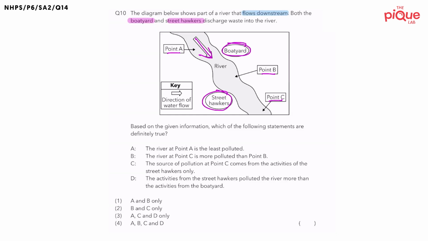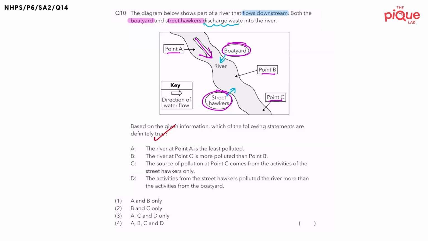And the question tells you that they both discharge waste into the river, which means that they will throw all their trash into the river. And you think about it, if you throw your trash into the river, what is going to happen to the river? The river will become dirty. Or in other words, as per what we learned in man's impact on the environment, the river will become polluted. With this information given, you need to find out which of the following statements are definitely true.